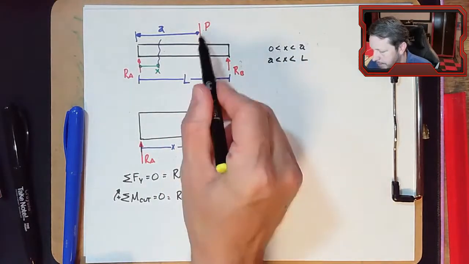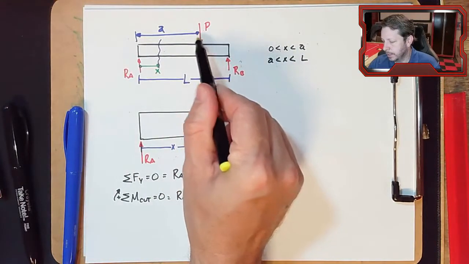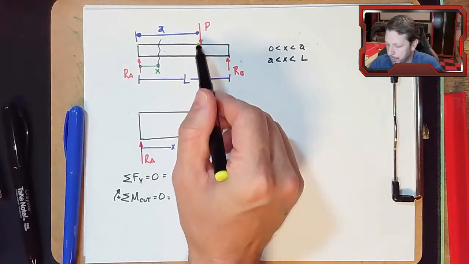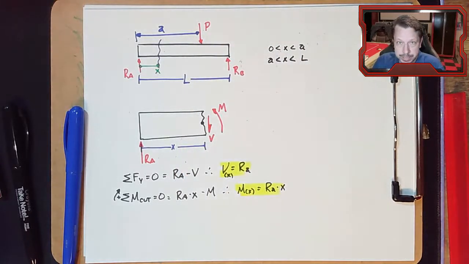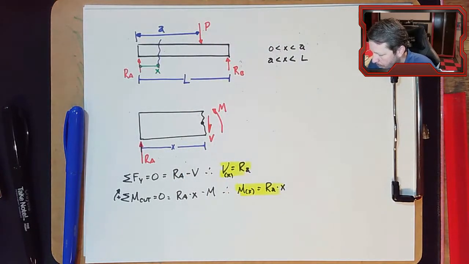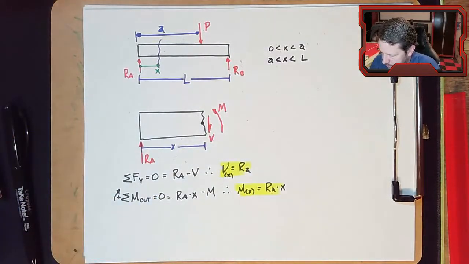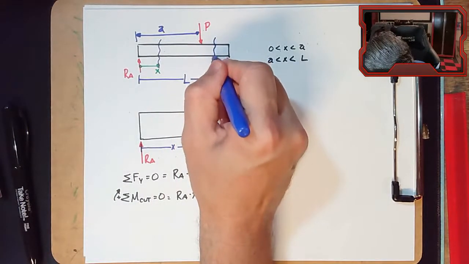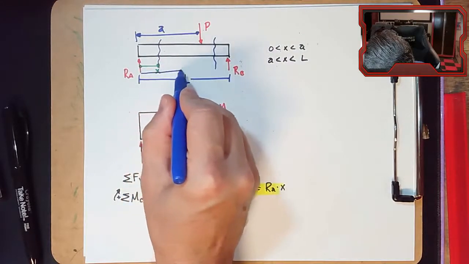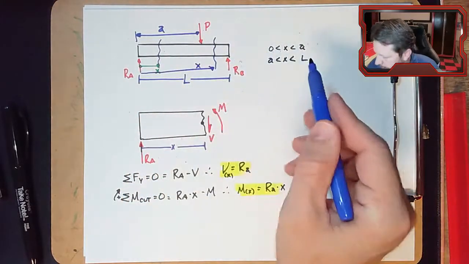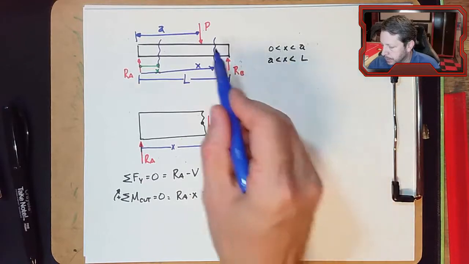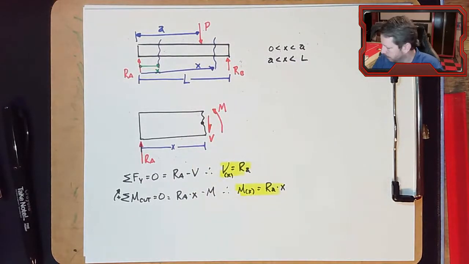When I get to A, it gets kind of odd what to do with the point P, so we're not going to worry about that just yet. What if I do this section? Now X is between A and L, so it's over here. Let's draw that free body diagram.